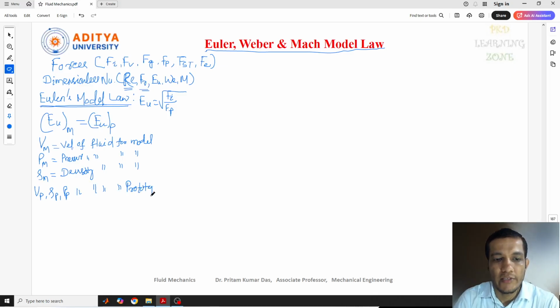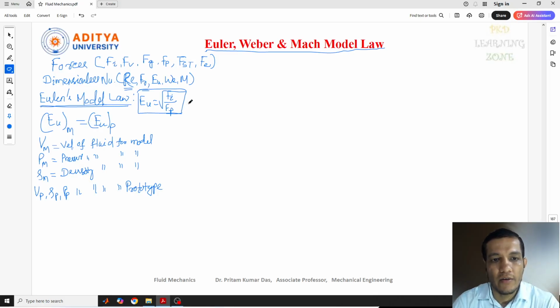Because two things we need to design. One is model, another one is prototype. So the parameters we are considering here, the same parameters need to be considered for the prototype. So as per the definition we have seen, the square root of the ratio between the inertia force by pressure force. So this one again we can write.